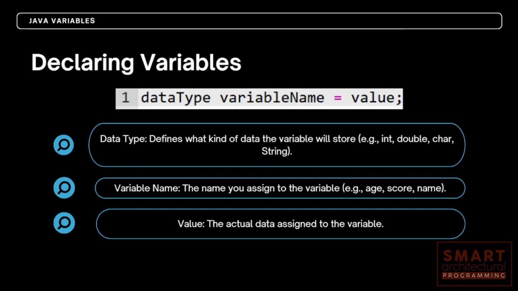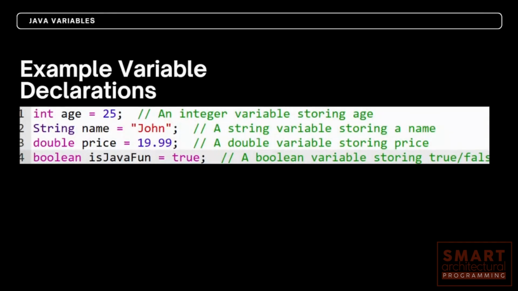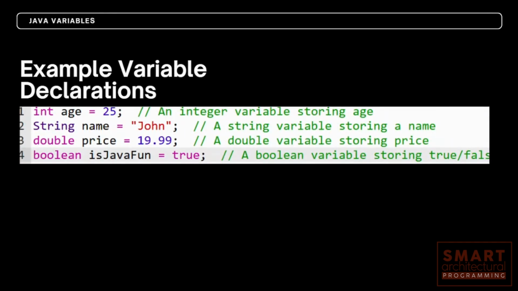There are certain examples of variable declarations in Java that I would like to go over first. And here are four examples of it. We have an int called age, which is an integer variable storing age. Then we have a string called name, which is a string variable storing a name. Then we have double price, which is a double variable storing price. And then we have a boolean isJavaFun, which is a boolean variable storing true and false values. Notice how each variable has a specific data type. Java is a statically typed language, meaning we must specify the type when we are declaring a variable.